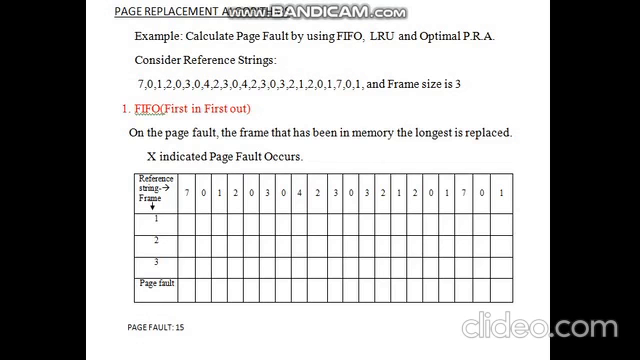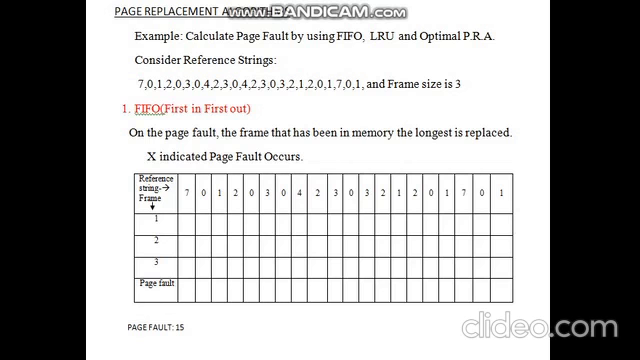Taking a reference string, these are all the page numbers which the CPU demands. If the CPU demands any page which is not present in main memory, then a page fault will occur. If the page is present in main memory, then a page hit will occur. Frame size is 3. It means only 3 pages are present at one time.